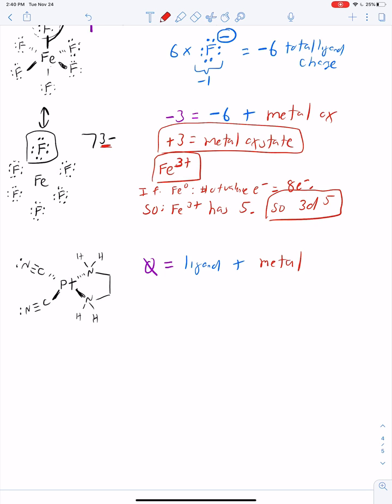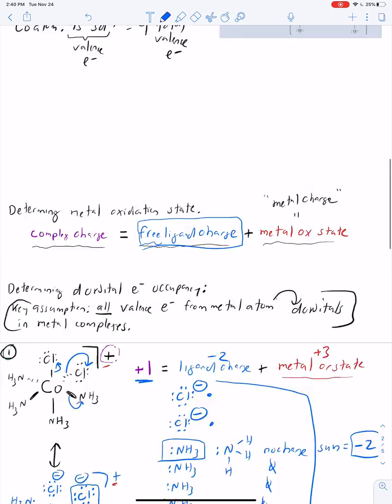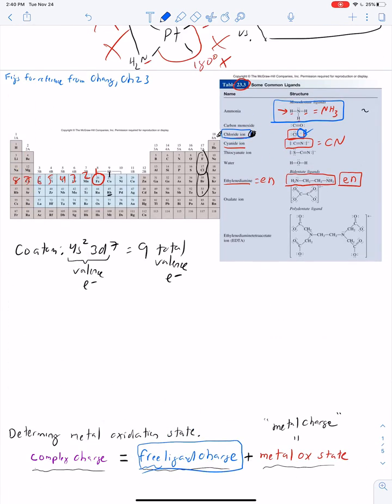I could once again draw my resonance structure where I break the metal-ligand bonds and assign formal charges to the atoms. Or I could go look up these ligands in my ligand table. Maybe this time I'll go look up these ligands in my ligand table. The ligands that I have are a pair of CN ligands and this ligand here, which is ethylenediamine. Let's head up and see if we can find the CN ligand and ethylenediamine.